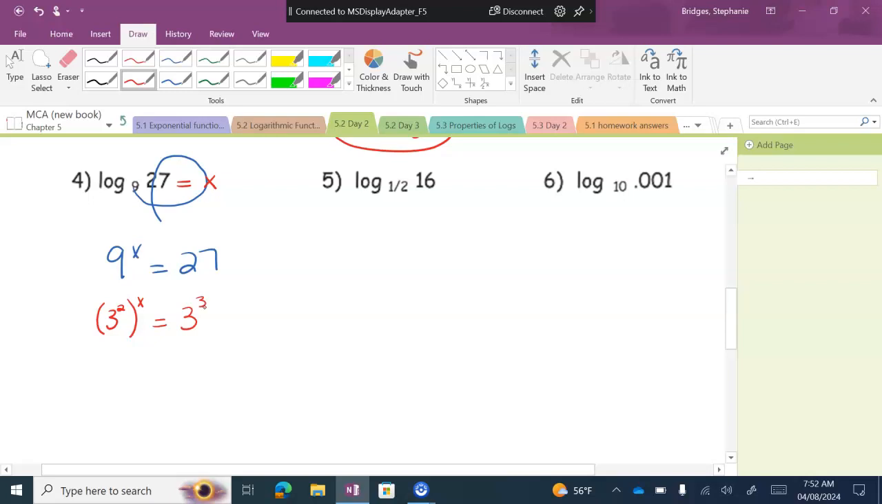Why did I not use parentheses on the 3 to the third? Because there's no other exponent there, okay? So there's no need to use parentheses. But on the left side, I did use parentheses because we now have to multiply those. So that's going to give me 3 to the 2x equals 3 to the third. Now my bases are the same, so I can just drop those bases and set the exponents equal to each other.